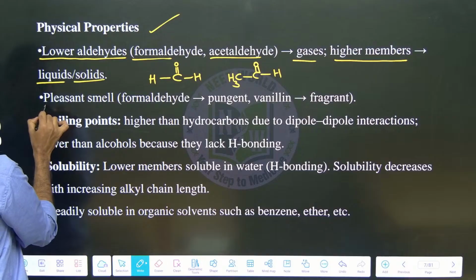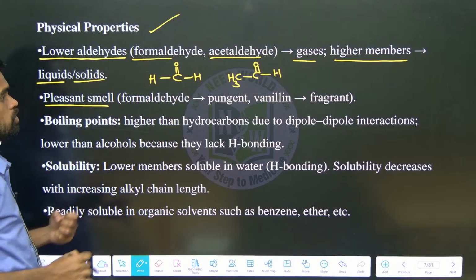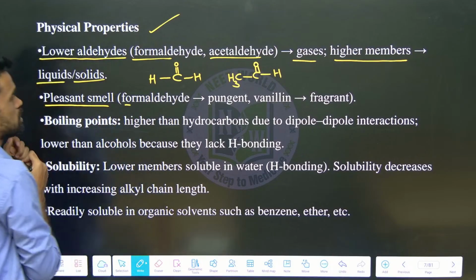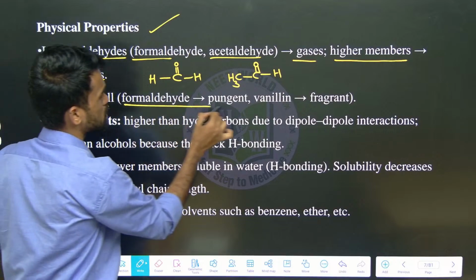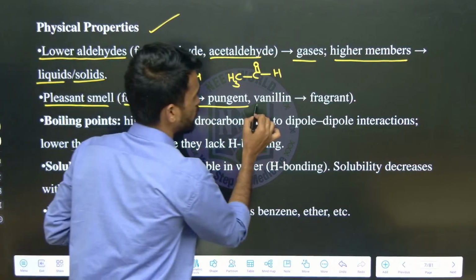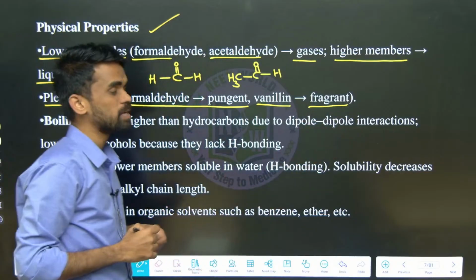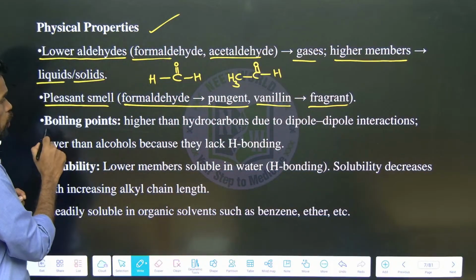Aldehydes have a pleasant smell. Formaldehyde has a pungent smell, and vanillin has a fragrant smell. Remember this. Now boiling points.